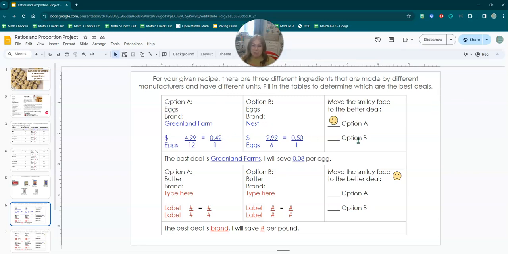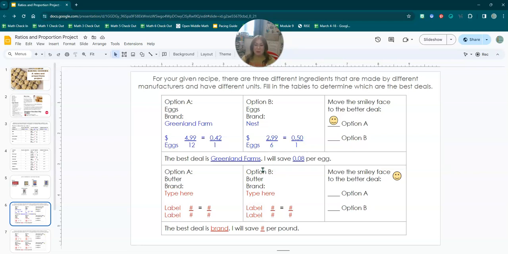So you can see again, blue is an example. So I typed the brand here. So this one was $4.99 and I got 12 eggs. So that meant one egg, or I'm trying to find the unit rate, was only 42 cents for this egg. And this brand here had $2.99. So it sounds better, but I only got 6 eggs and they turned out to be 50 cents per egg.